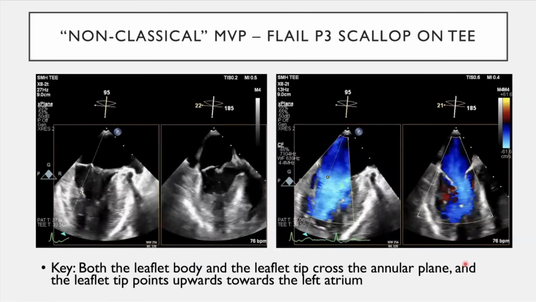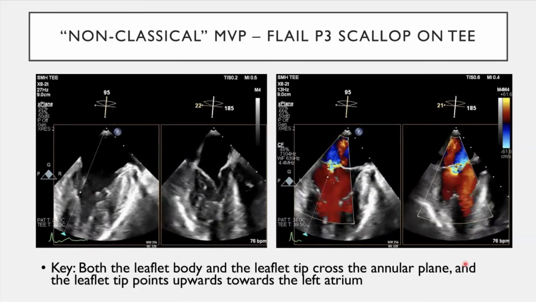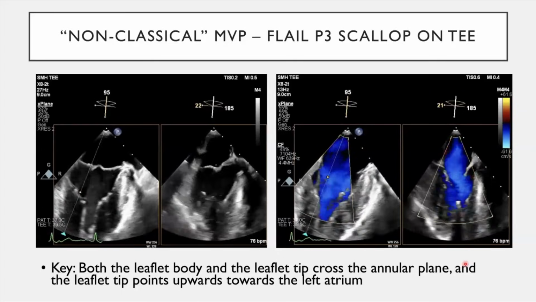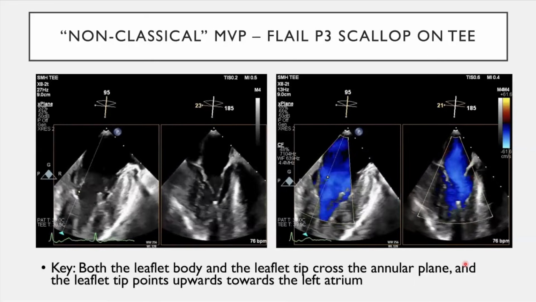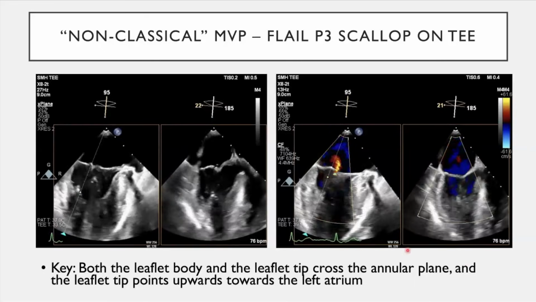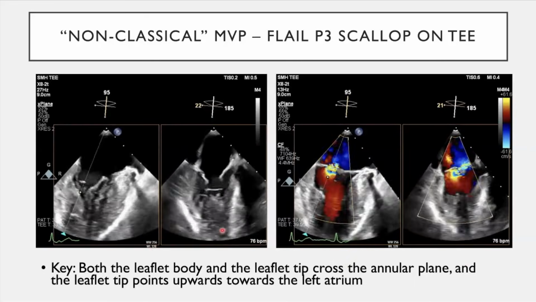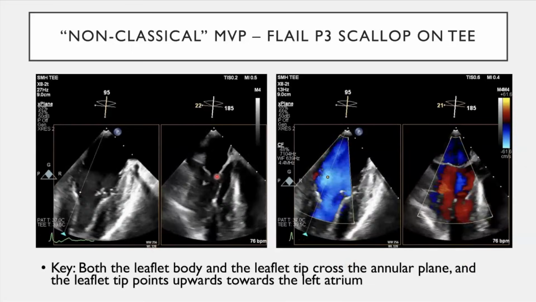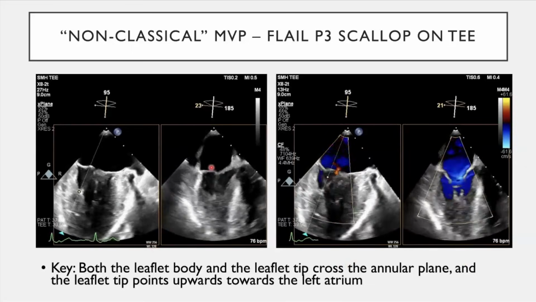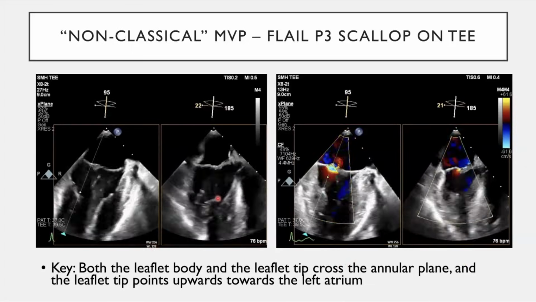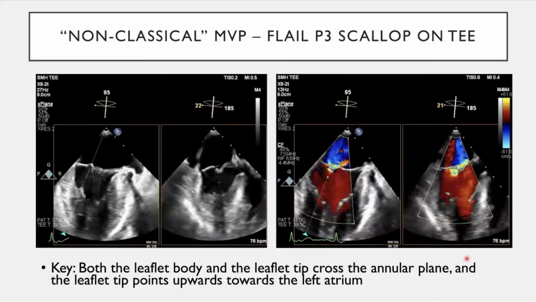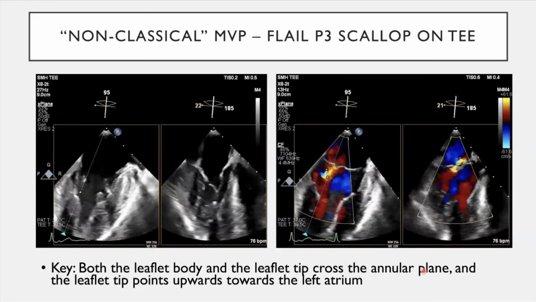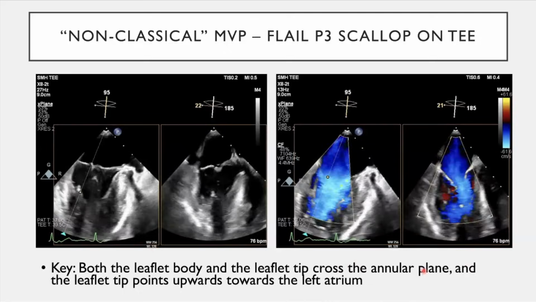This is another example of more non-classical mitral valve prolapse. Here we have a P3 flail leaflet. Again, on the left here, we can see that on this posterior leaflet, there's a ruptured cord with the leaflet tip pointing towards the left atrium. And again, we're seeing significant eccentric mitral regurgitation.